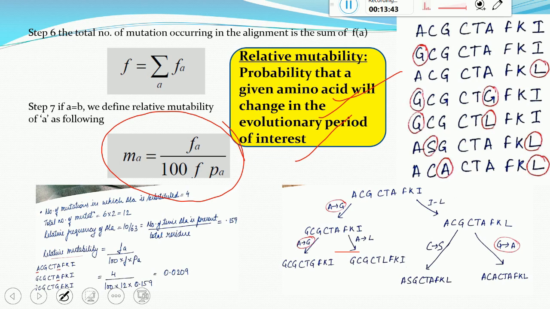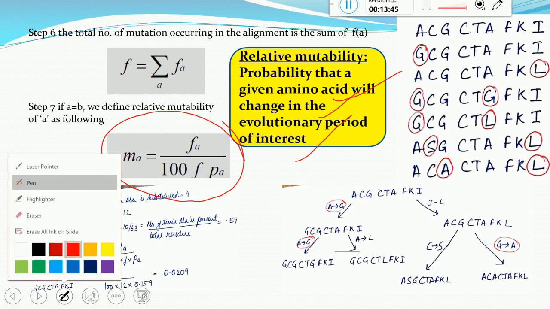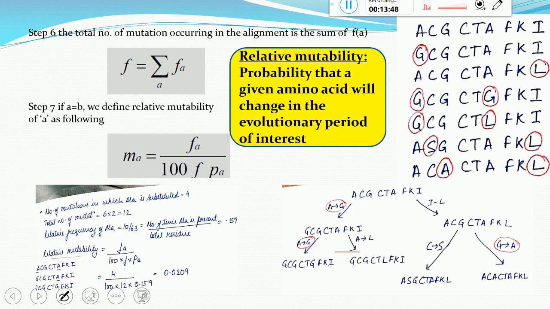Now the number of mutations in which alanine is substituted, we are considering alanine in this example. The number of mutations in which alanine is substituted is 4. How? This one is 1, alanine is substituted, this one is another one, alanine is substituted, this one is another, alanine is substituted, and here is A to L. This is also a mutation of alanine. So there are 4 places where alanine is substituted. Now we have to calculate the total number of mutations. The total number of mutations we can calculate is 6 into 2, which is equal to 12.